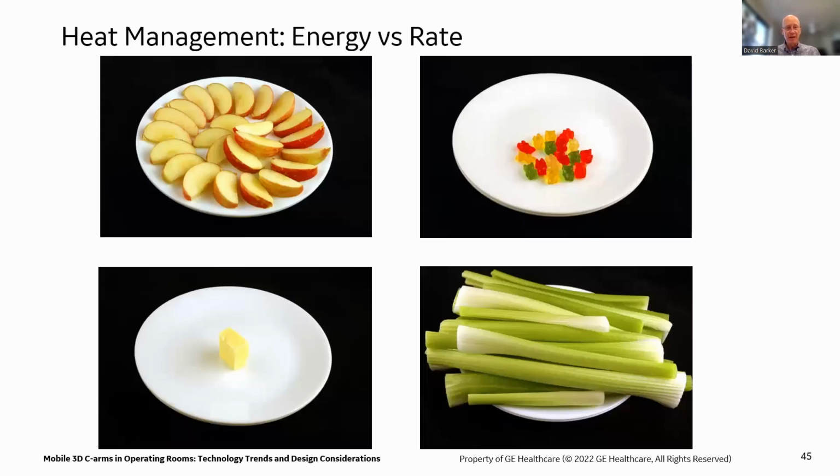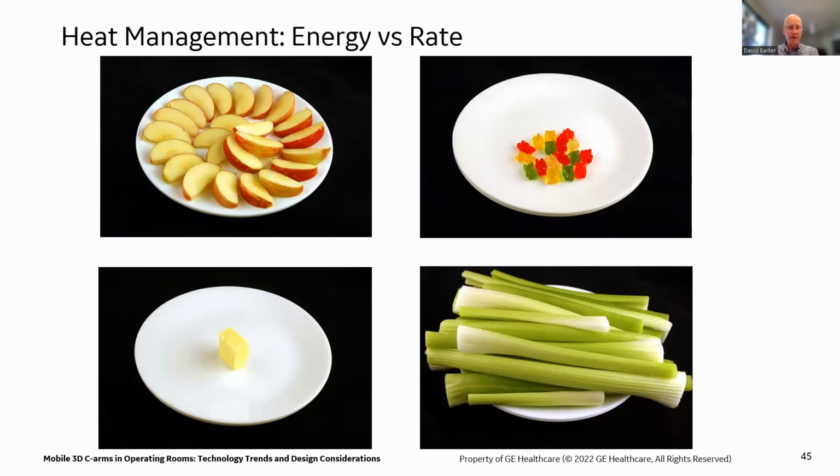As we're still talking about heat management, you want to look at the difference between the energy and the rate. Now, I've got a picture of 4 different things here. These all account for 200 calories. But your body is going to burn each one of these 4 things in a different way.